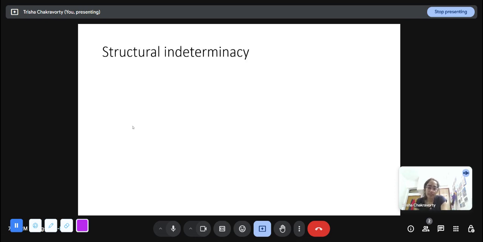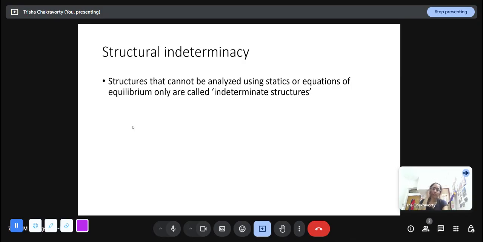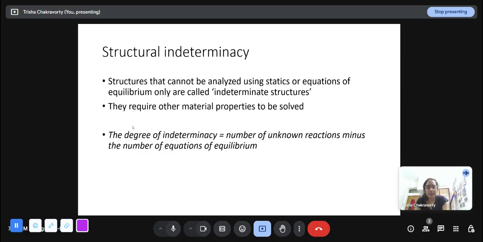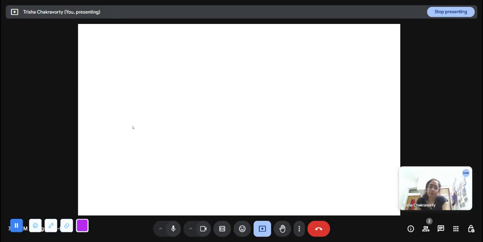So now structural indeterminacy, this is a review. Structures that cannot be analyzed using statics or equations of equilibrium only are called indeterminate structures. They require other material properties to be solved. The degree of indeterminacy is the number of unknown reactions minus the number of equations of equilibrium.